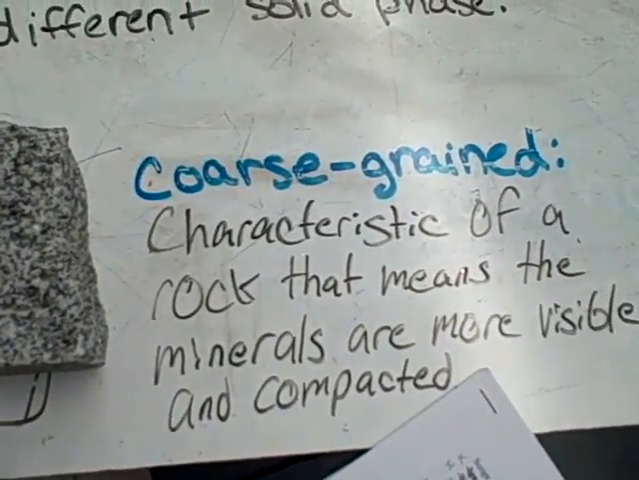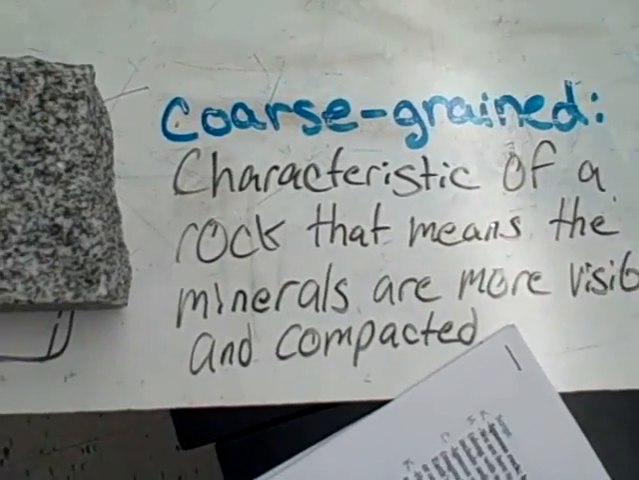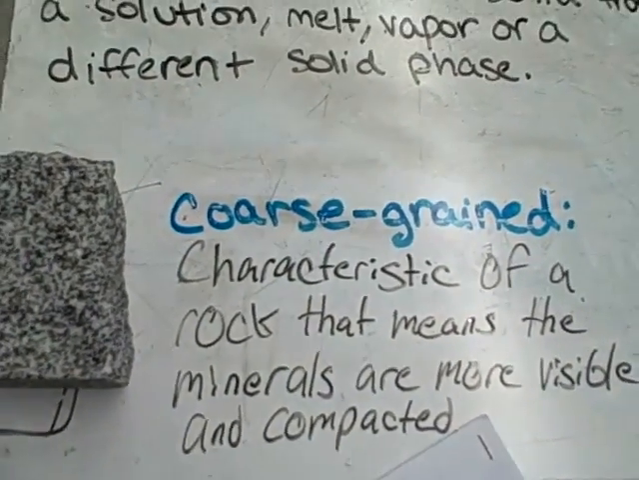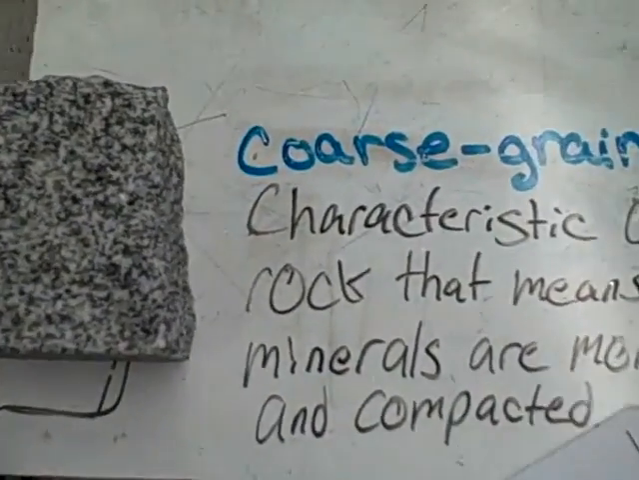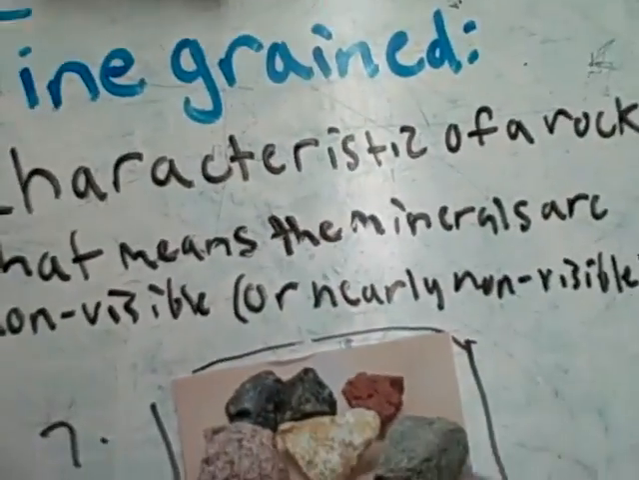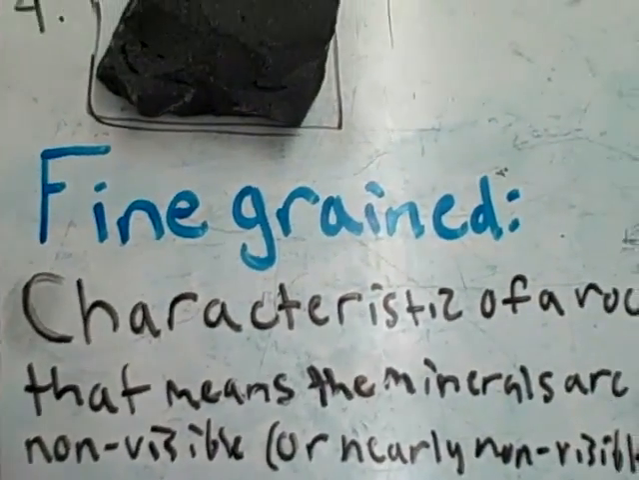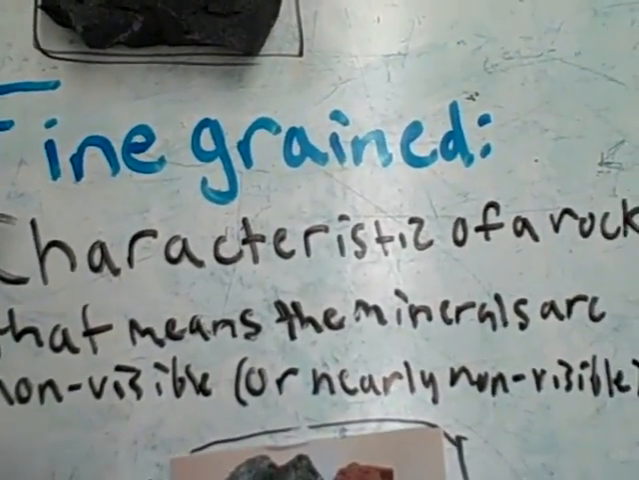Coarse-grained is characteristic of a rock that means the minerals are more visible and compacted. When magma cools rapidly, usually at or close to the Earth's surface, the crystals are extremely small, and a fine-grained rock will form. Fine-grained is the characteristic of a rock that means minerals are non-visible or nearly.